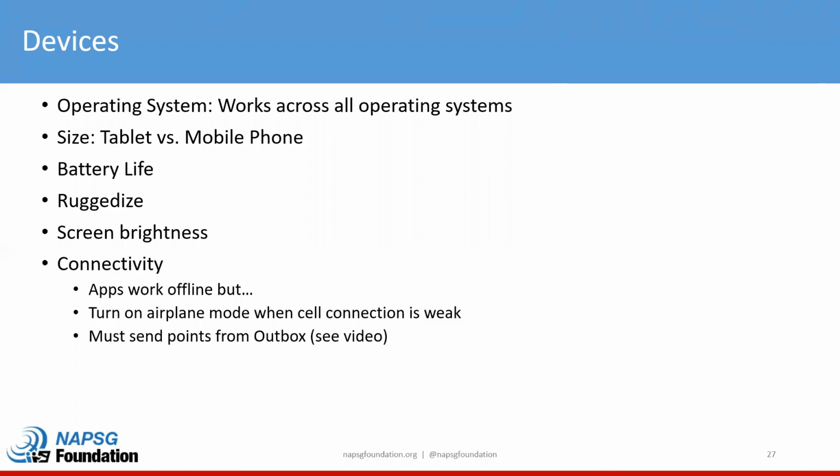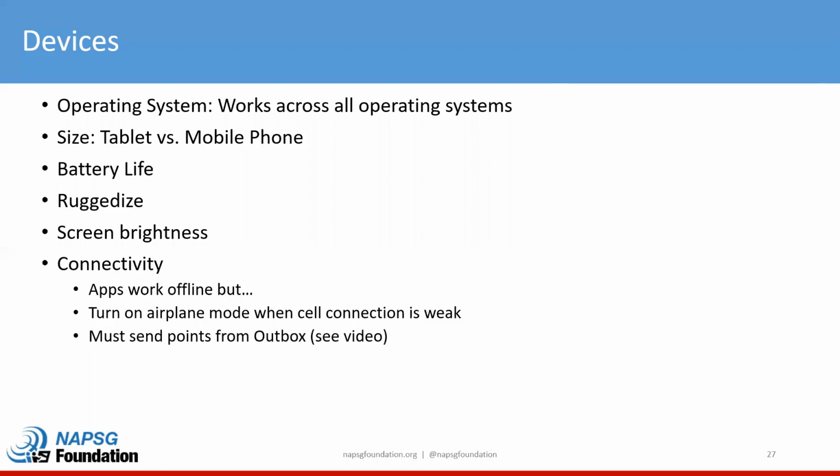You also want to consider ways to ruggedize your device. You'll be working in wet and harsh environments, so you want to protect them. And so make sure you look into purchasing protective cases for each device that you get. And I had mentioned screen brightness before, but it can become an issue when you're in the field. You'll want a device with a pretty bright screen so that you can see it in direct sunlight.